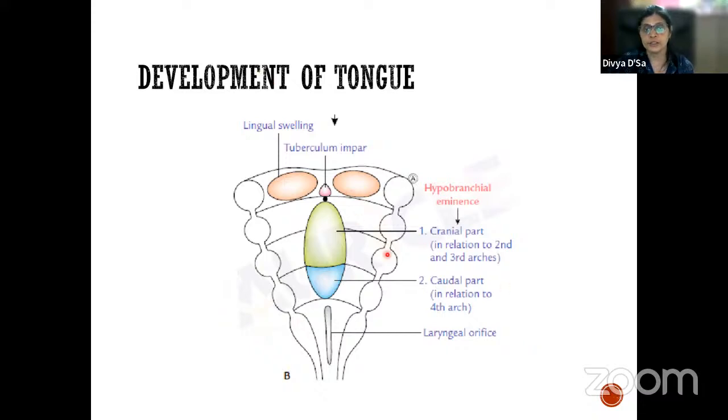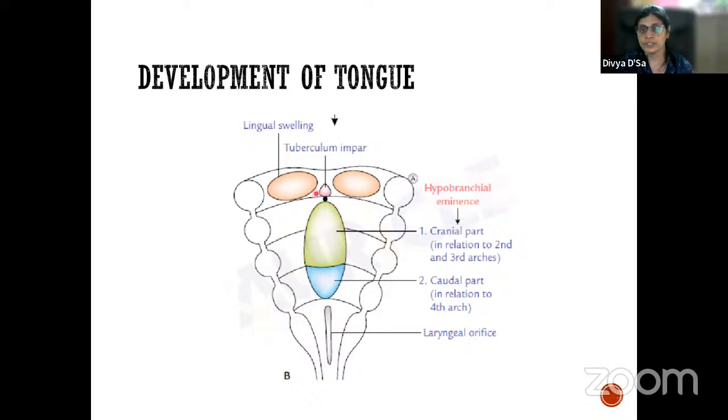So in relation, now this is the floor. So in relation to the floor of this pharyngeal apparatus, we have the development of the tongue. In relation to the first arch, we have the two lingual swellings forming and one tuberculum impar. And in relation to the second, third, and fourth arch, we have the hypobranchial eminence. So the tongue is mainly formed by these three swellings in relation to the first arch, and the hypobranchial eminence in relation to the second and third arch.